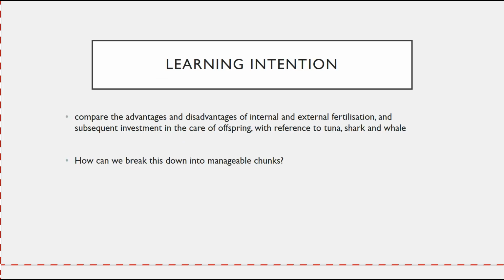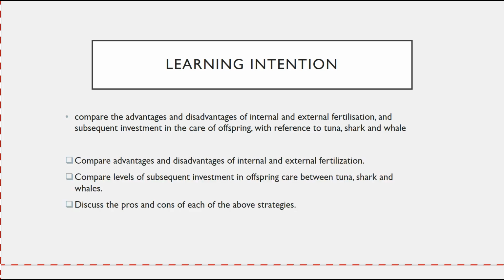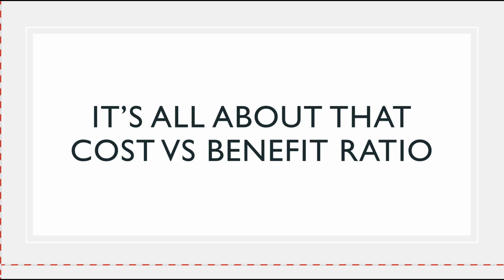All right, so again, we are going to look at advantages and disadvantages of internal and external fertilization in marine organisms, and then also subsequent care of the offspring afterwards. So do they put energy into caring for the offspring after fertilization occurs or not? And the answer is there's a huge range of differences in the marine world for that. All right, so I'm going to go ahead and skip that. You can pause if you want to look at that.